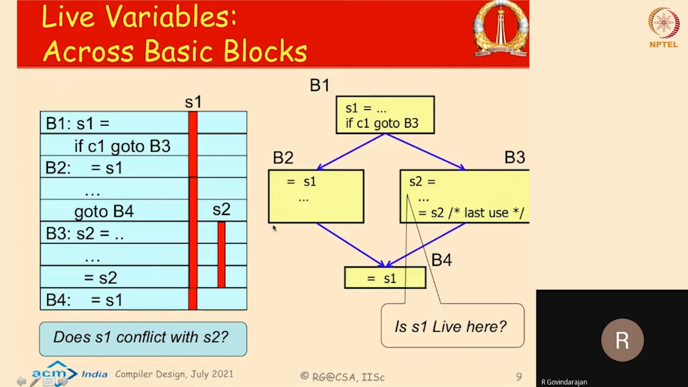Because it is live through this basic block, and this particular variable which we were talking about is defined over here and its last use is over here, that live range is over there. My question was, can S1 and S2 share the same register? The answer is no, because S2 is actually live through the basic block, even though it is never used in here. Therefore, they conflict with each other, and therefore they cannot use the same register.